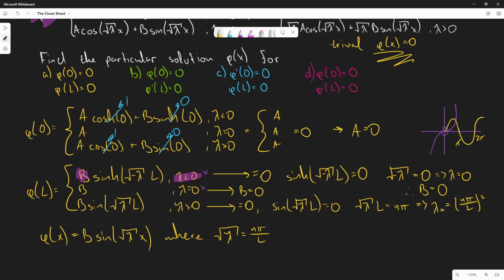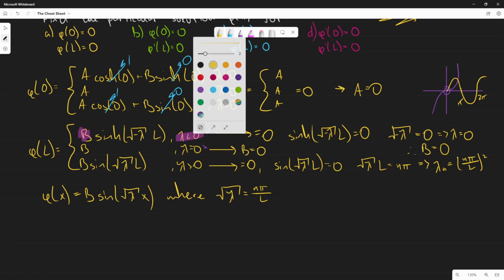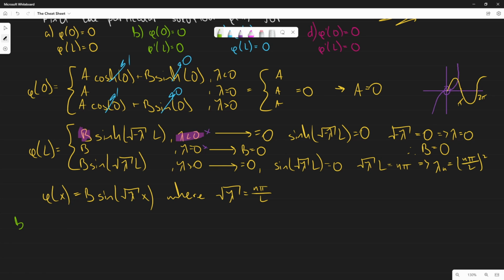So now for the other three. The other three will pretty much be a similar process. For part B, because we already looked at phi of 0 equal to 0, we can completely skip that step because we know when phi of 0 is equal to 0, this forces a to be equal to 0. So now we have the phi prime of L that we have to solve for.